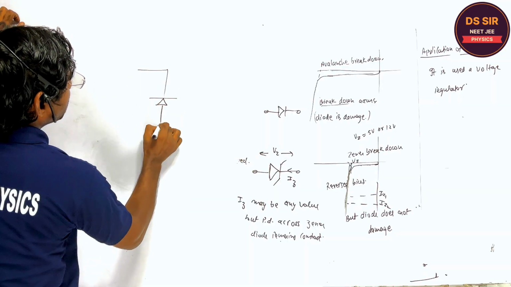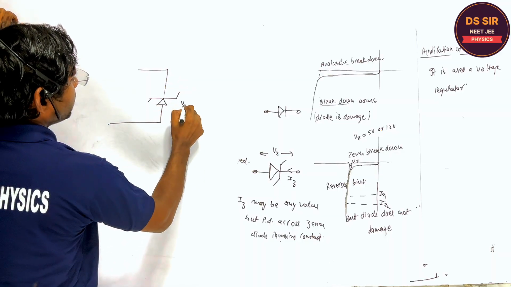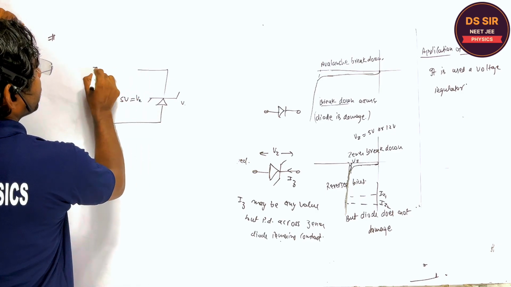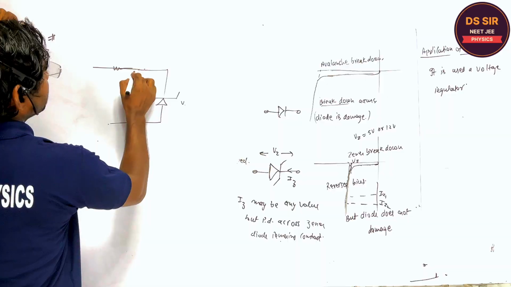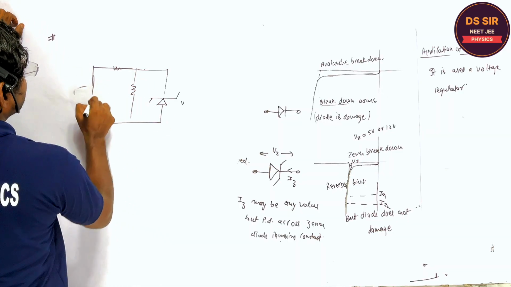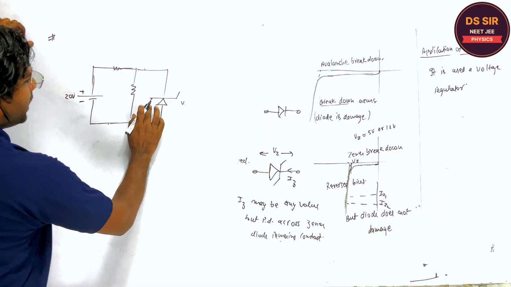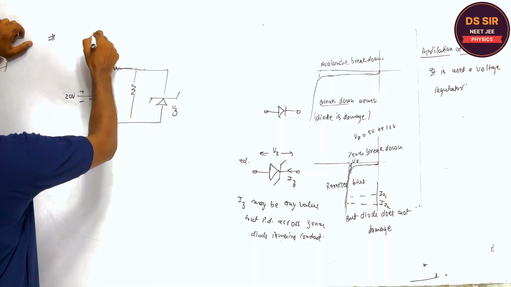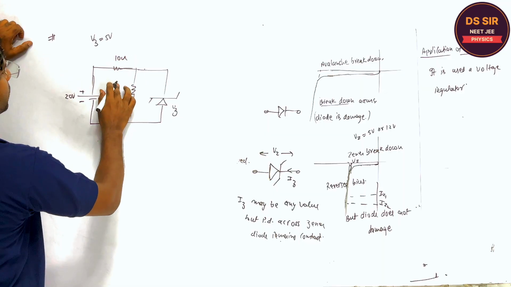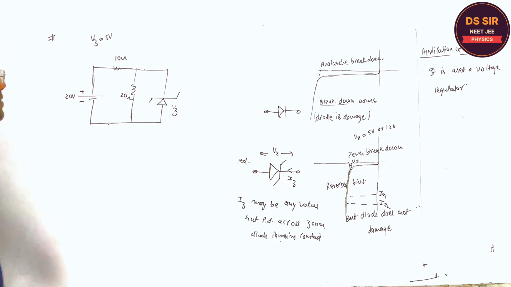What is the circuit of the voltage regulator? Suppose this is the Zener diode applied, and the Zener breakdown voltage VZ over here is equal to, suppose, 5 volt. Are you getting or not? This is the resistance, and this is another resistance, and this is the battery, like this. Suppose this is 20 volt, and the Zener voltage is given as 5 volt. Are you getting? This is 10 ohm, and this is 20 ohm. Is it clear or not? You tell.